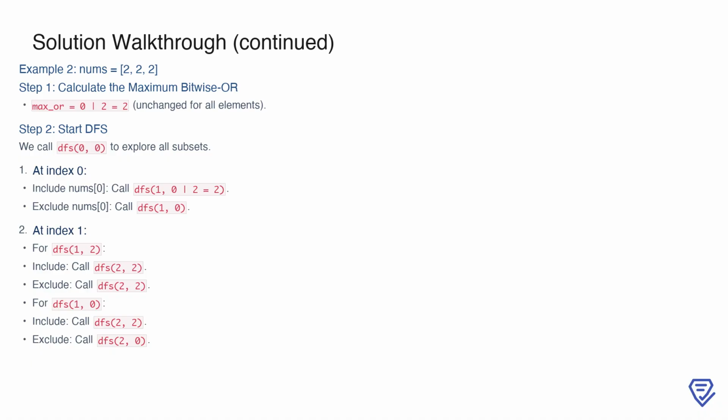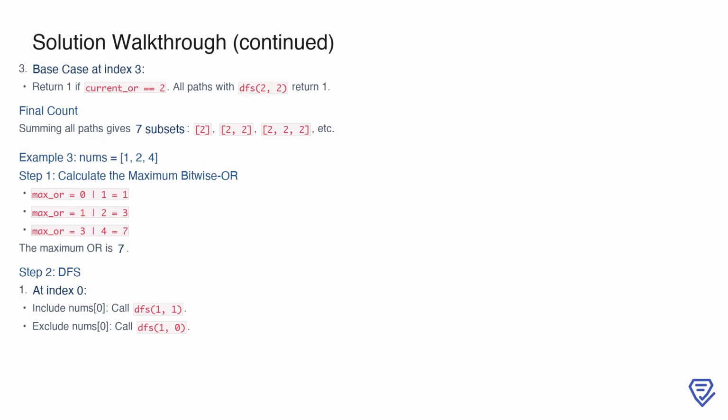Next, we start the DFS. At index 0, we have two options: include the first 2, resulting in an OR of 2, or exclude it, keeping the OR as 0. At index 1, for the path where the OR is already 2, we can include or exclude the second 2, but the OR remains 2 in both cases. For the path where the OR is 0, including the second 2 changes the OR to 2, while excluding it keeps the OR at 0.